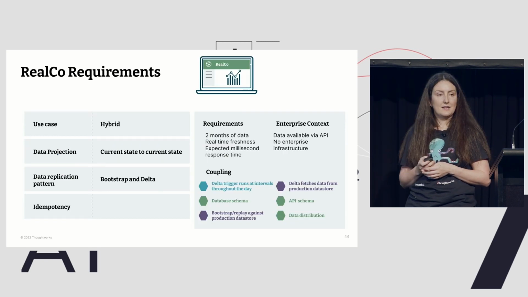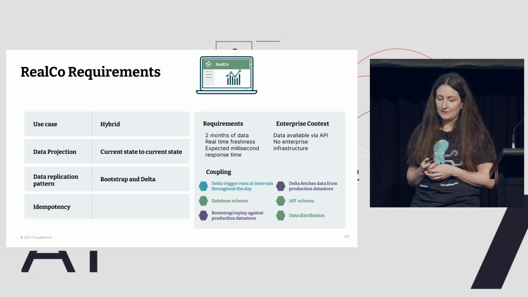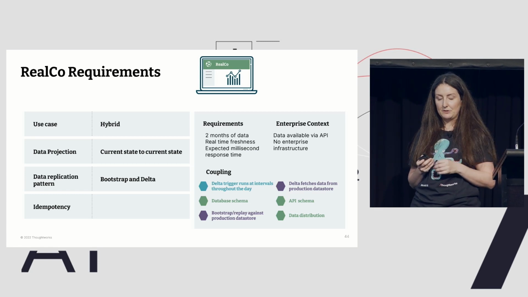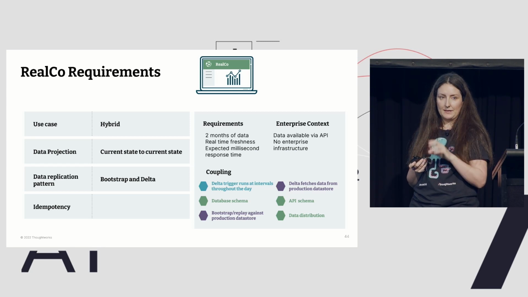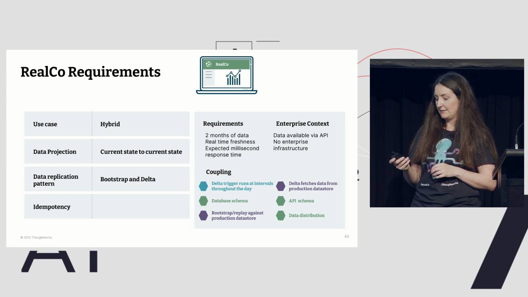Move on. And here, we can see our scorecard as well. So our data replication pattern is going to be Bootstrap and Delta. Because of that, we've got a little bit of coupling that we're taking through. So we've got the production data store coupling, maybe some time-based coupling as well. And we're just putting that all in the requirements card so we can understand what our solution might need to involve later.